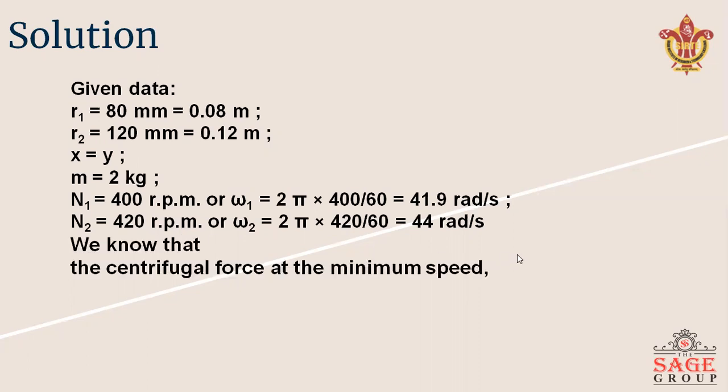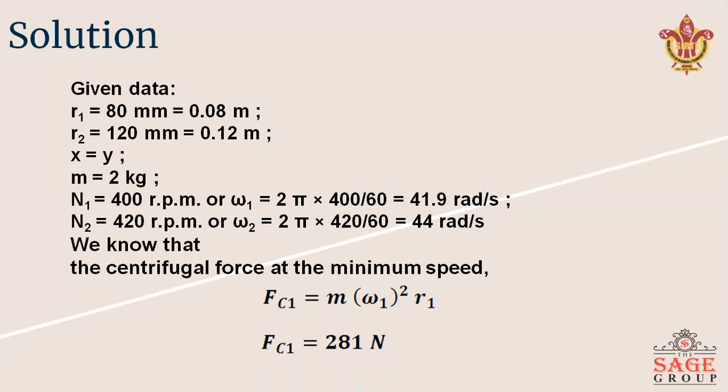Now we know that the centrifugal force at minimum speed, Fc, is equal to m omega square r, so for minimum speed Fc1 is equal to m omega1 square r1. We have the value of omega 1 and the value of r1, 0.08 meter or 80 mm. We substitute these in the equation, with small m equal to 2 kg. So we have the value of Fc1, which is equal to 281 Newton.